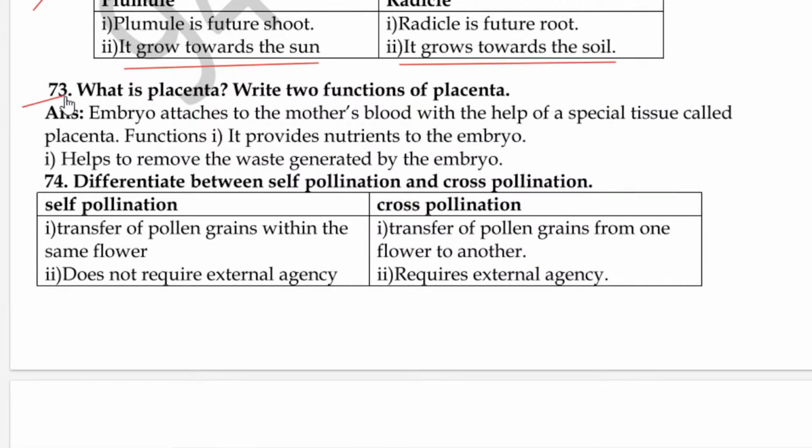Next question number 73. What is placenta? Write two functions of placenta. Embryo attaches to the mother's blood with the help of a special tissue called placenta. The functions are: it provides nutrients to the embryo, and helps to remove the waste generated by the embryo.